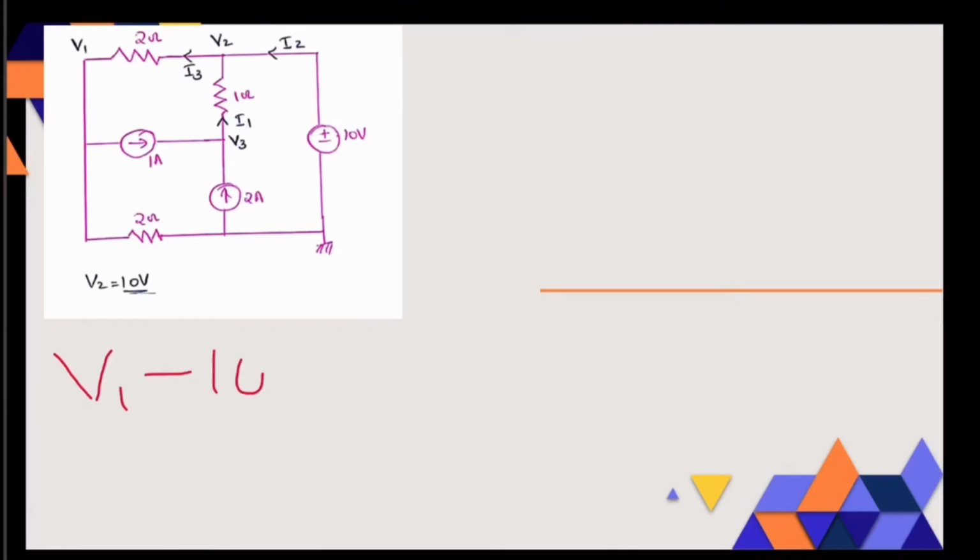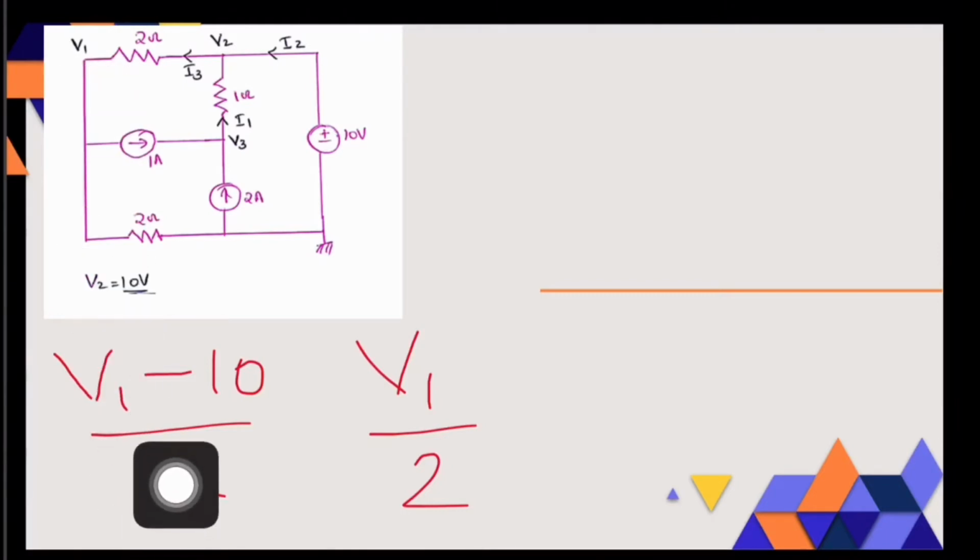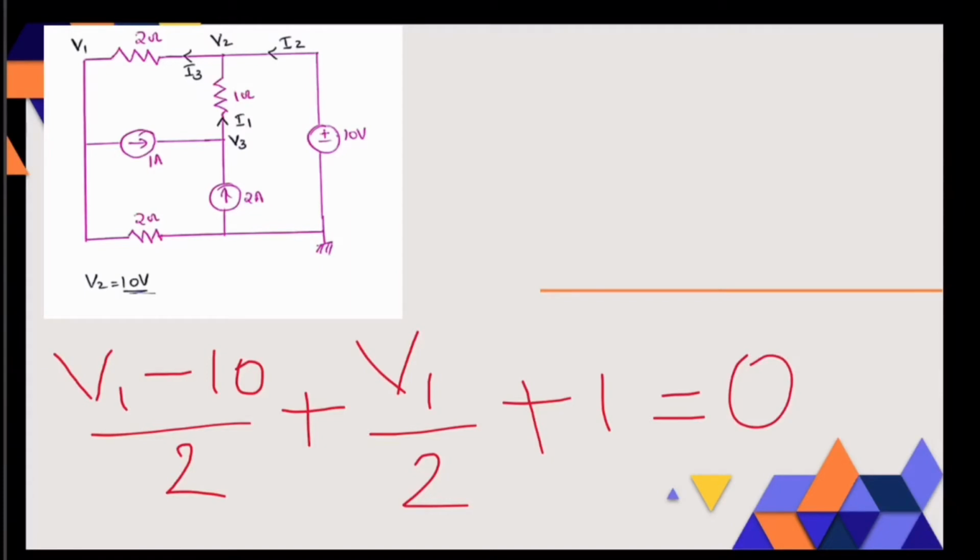That is V1 minus 10 by 2. On the other hand, one end of this 2 ohm resistor is at potential V1 and other end is at 0 potential. Correspondingly, the outgoing current through this 2 ohm at node V1 can be expressed as V1 by 2. Thus, at V1 we have 3 outgoing currents. By KCL, sum of currents entering at node V1 is equal to sum of currents leaving node V1. Hence, we can write V1 minus 10 by 2 plus V1 by 2 plus 1 is equal to 0. From this, we get value of V1 as 4 volts.